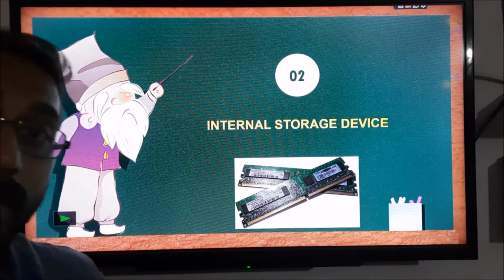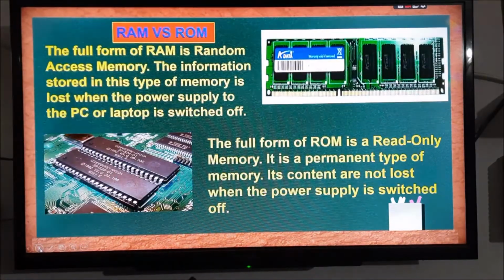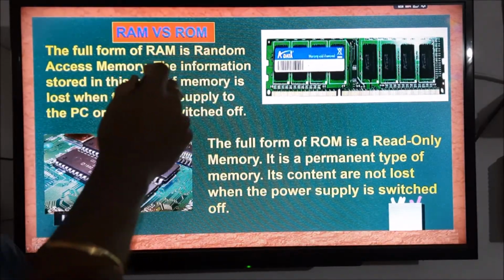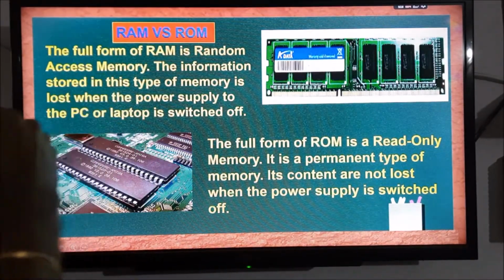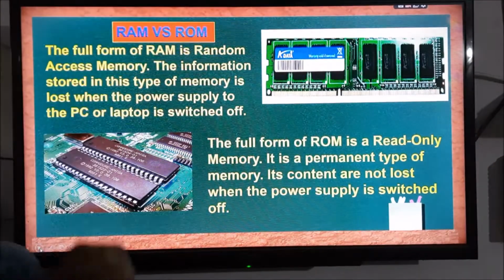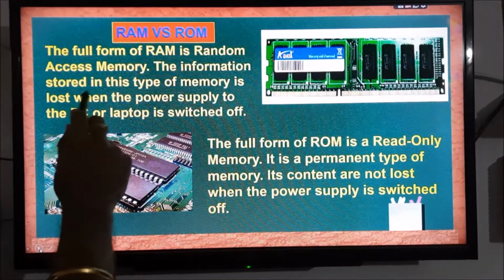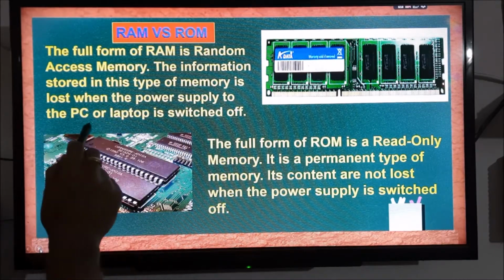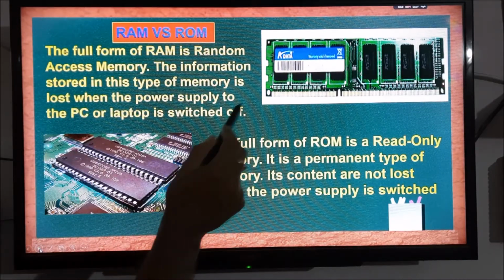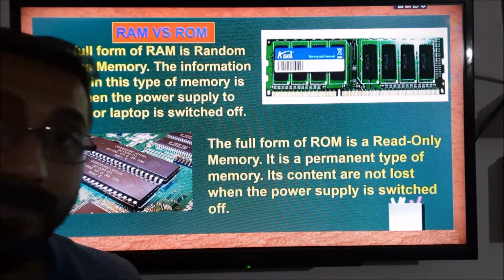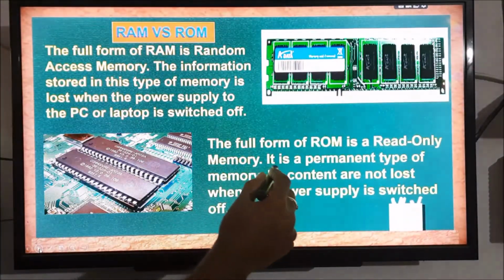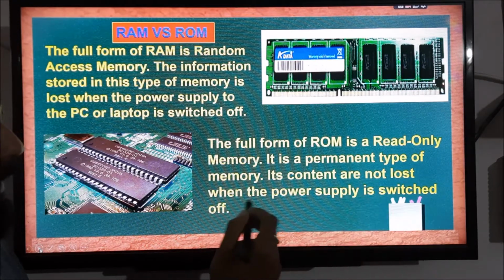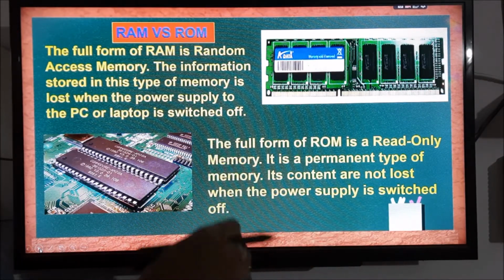Now we will talk about some of the internal storage devices. Here it is RAM versus ROM I am talking about. The full form of RAM is random access memory. The information stored in this type of memory is lost when the power supply to the PC or a laptop is switched off. What is the full form of ROM? It's read-only memory. It is a permanent type of memory. Its contents are not lost when the power supply is switched off.